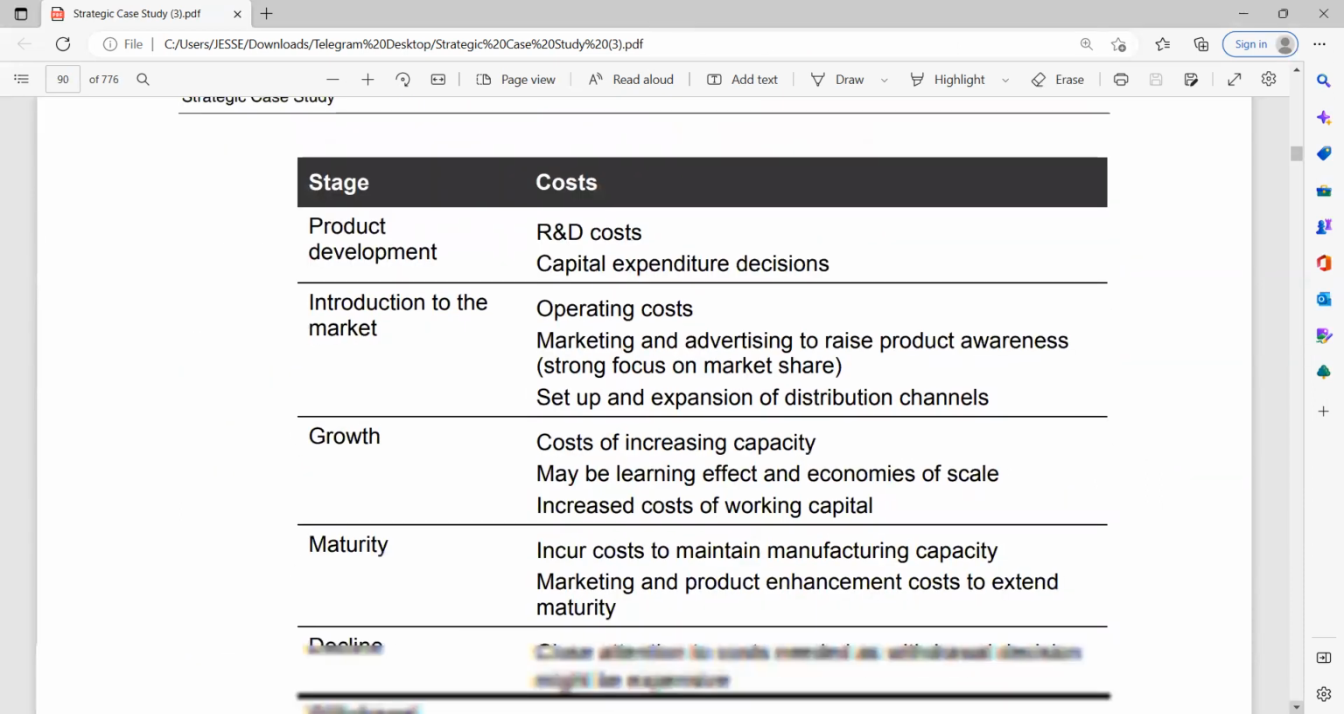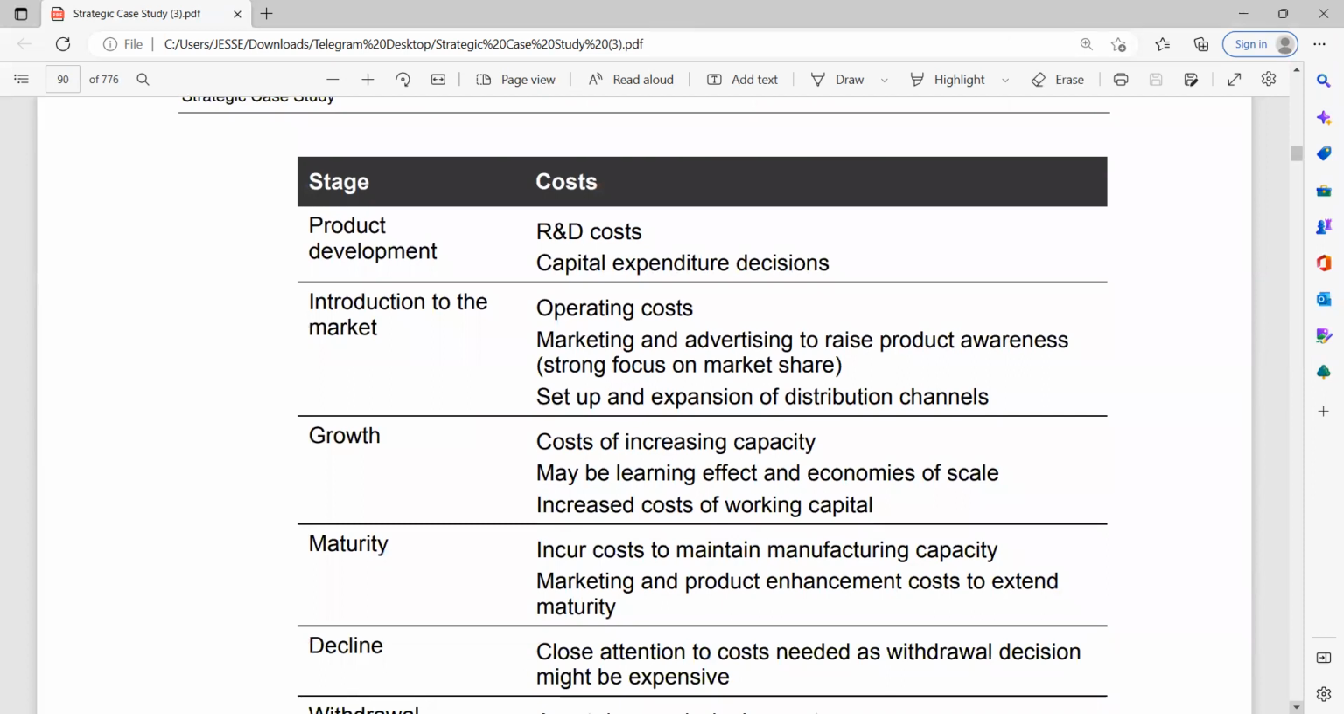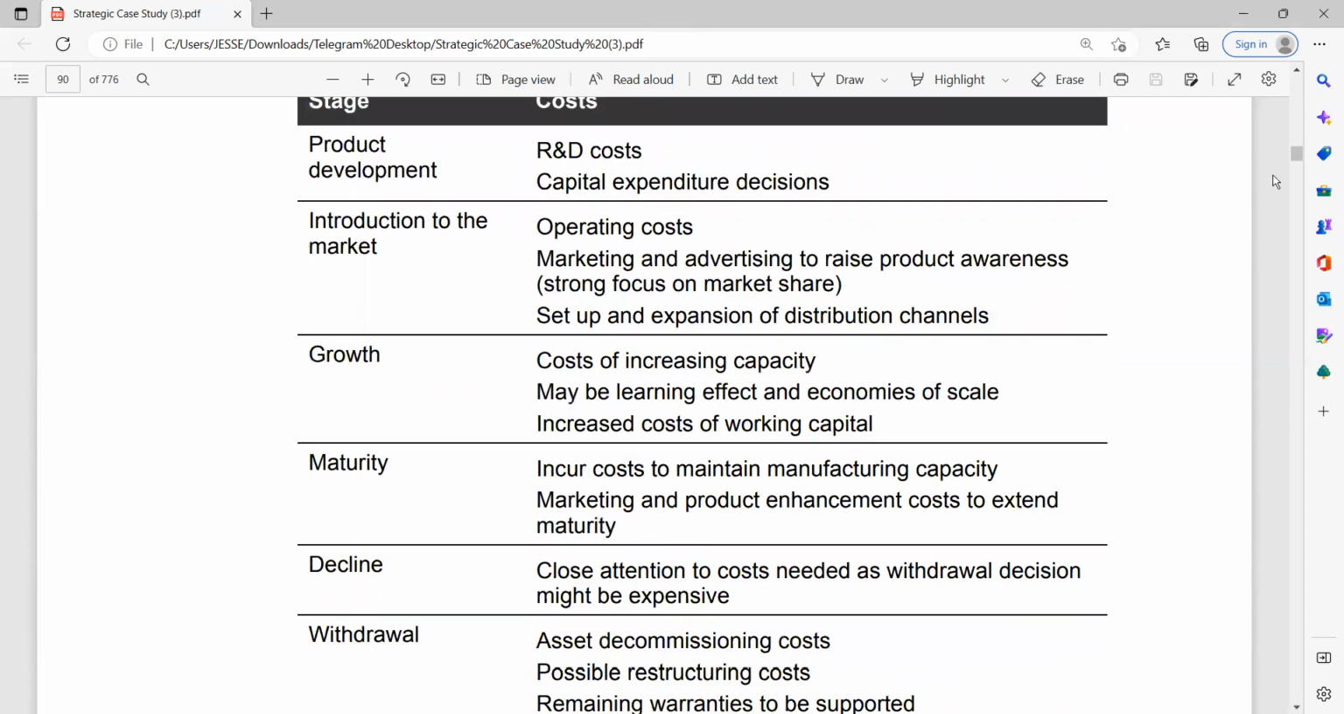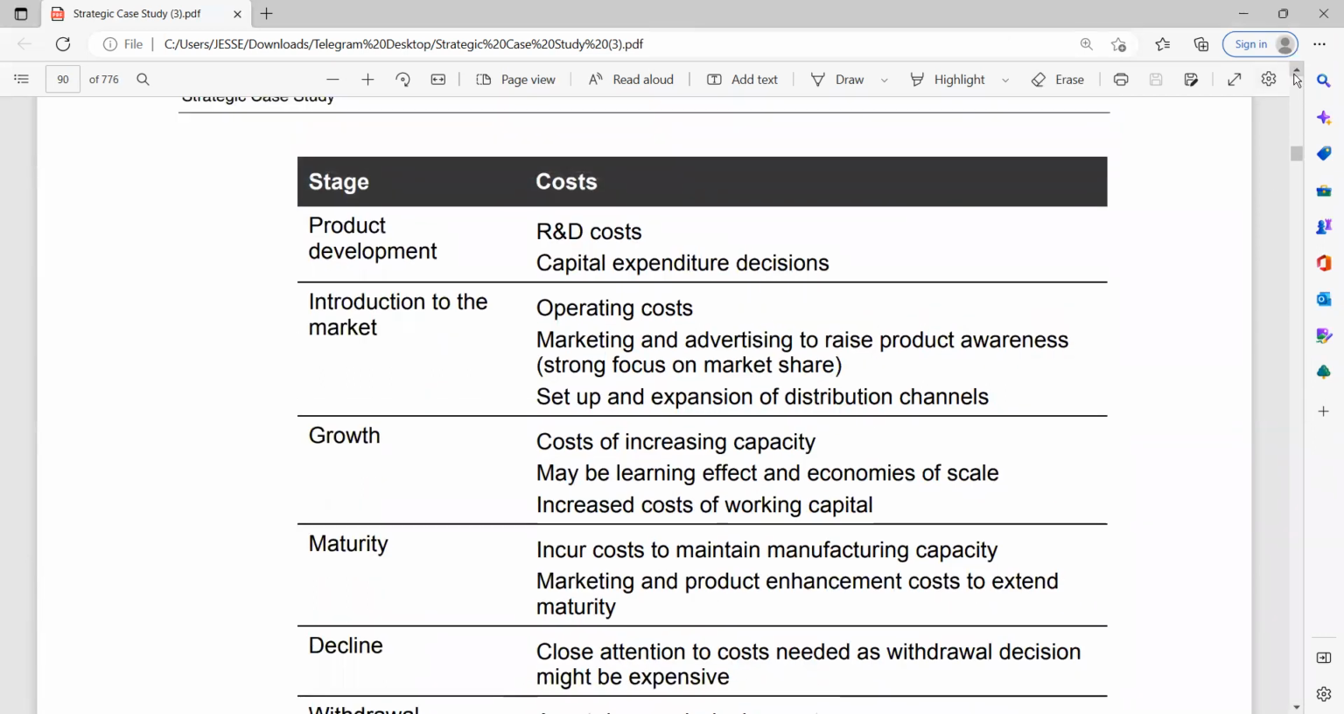So let's look at the stages, right? And look at the associated costs, right? It's very, very important. Now, you have the product development stage, right? In the product development stage, you have research and development costs. You have capital expenditure decisions, right? When you are trying to develop a product, you have to do your research and development first, right? So these are costs associated with that stage.